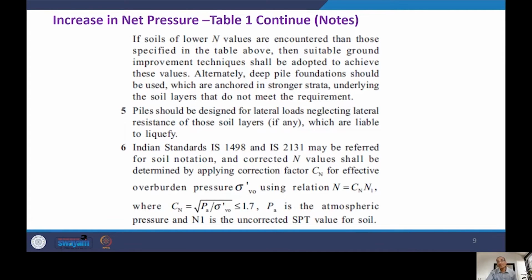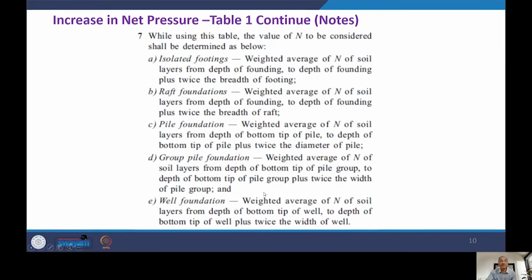When you want to use this table, which is table 4, the value of N to be considered shall be determined as below. For an isolated footing, you need to find the average value of N starting from the base of the footing up to 2 times the width of the footing. Then in the second case, for raft foundation, it is the same: starting from the base of the footing up to 2 times the width.